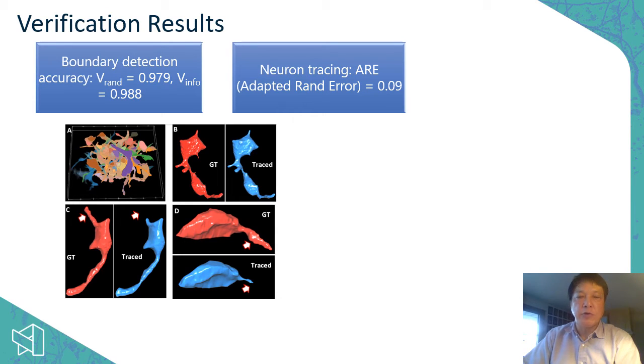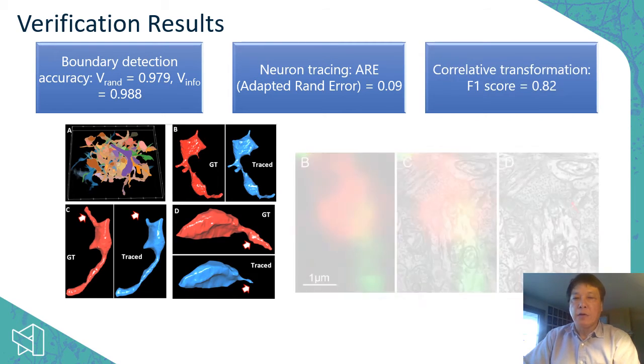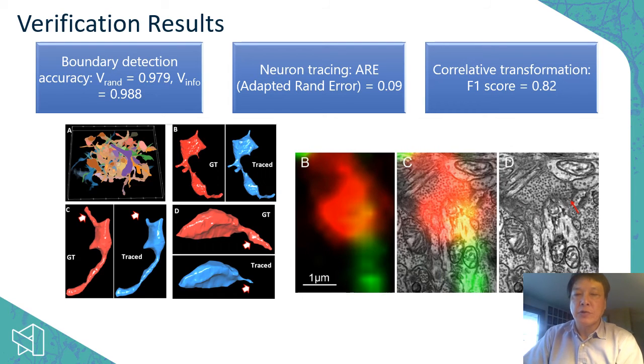In B, we can show a perfectly reconstructed neuron, and C and D have some errors in the reconstruction, mostly in the narrow portions of the structure. And then the correctness of the transformation is evaluated by F1 score.